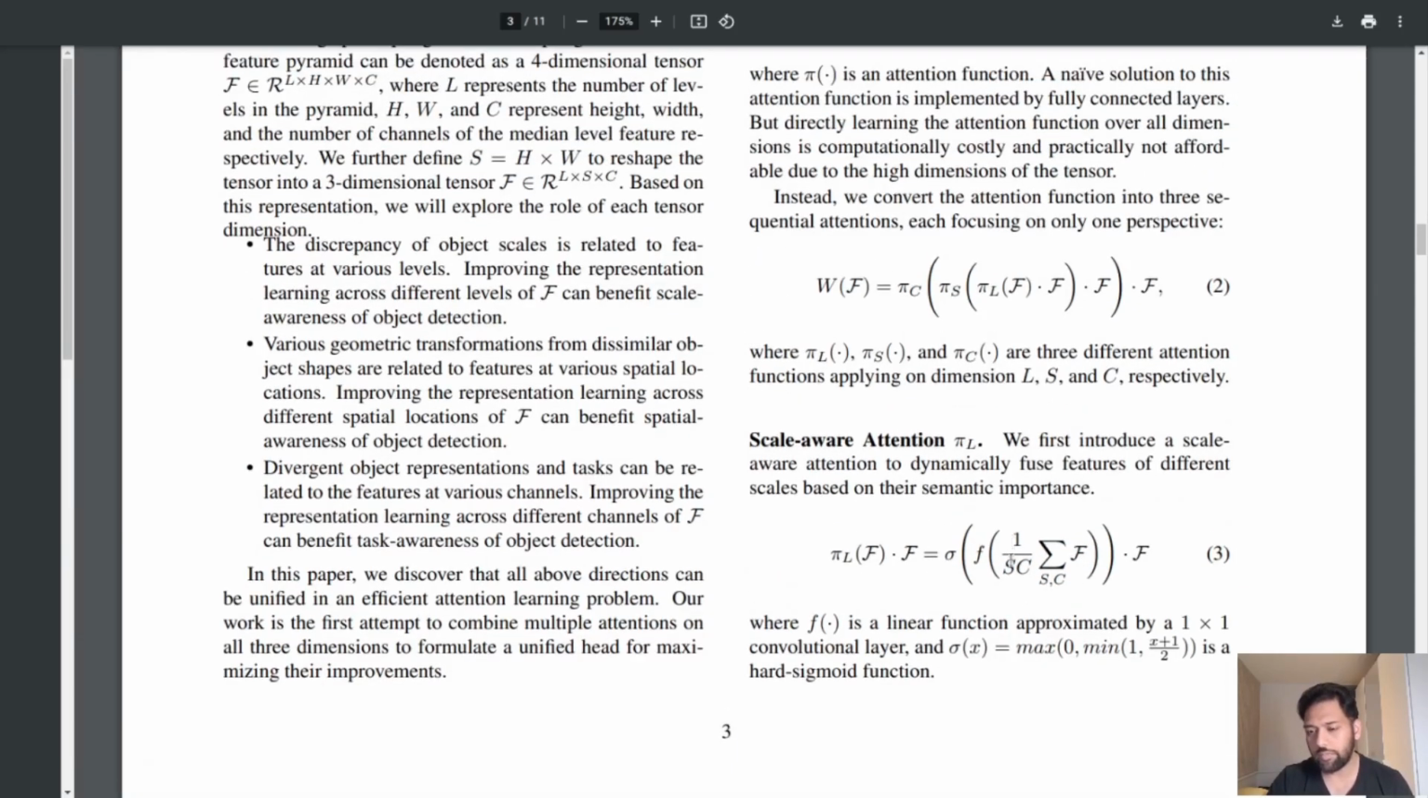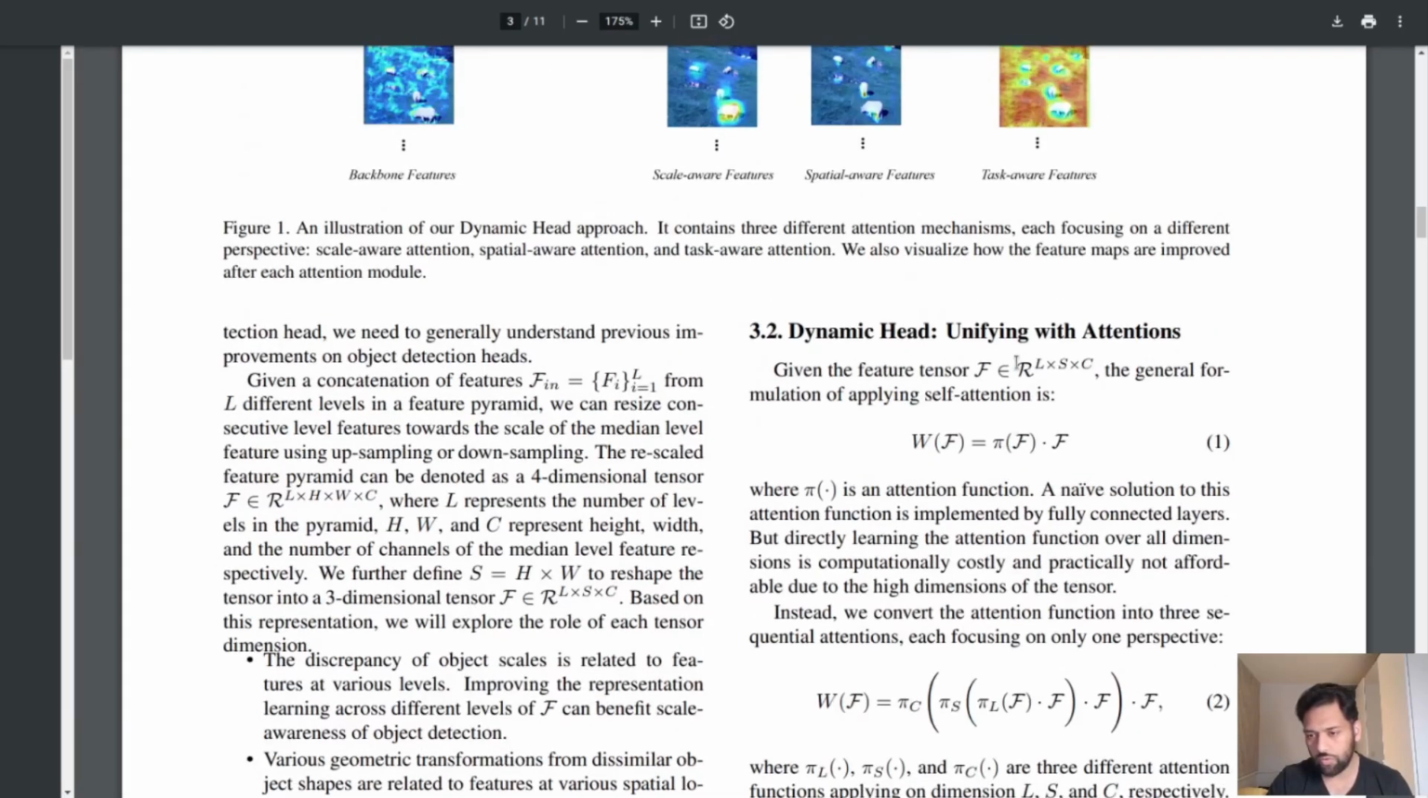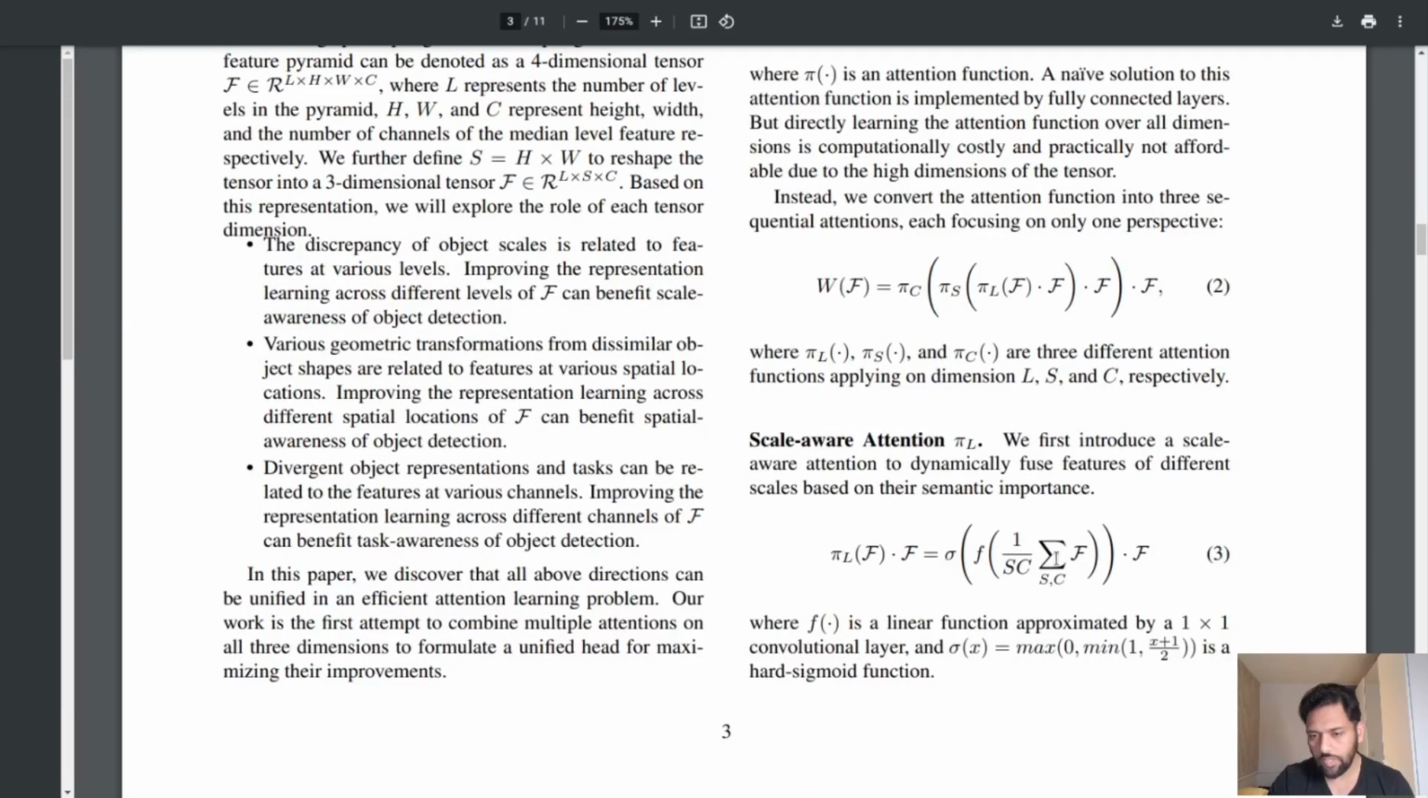They take the mean across the scale and channel dimensions, and if we go to the original tensor and take the mean of that, we're left with only the L dimension. And of course we are trying to take the attention across levels, so we have reduced the other two dimensions.